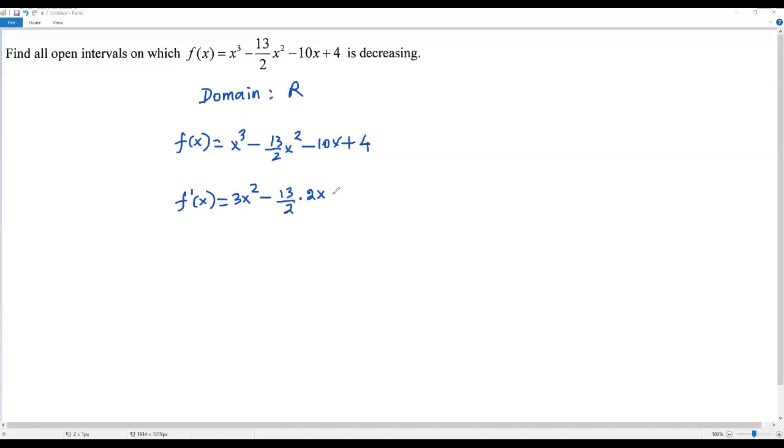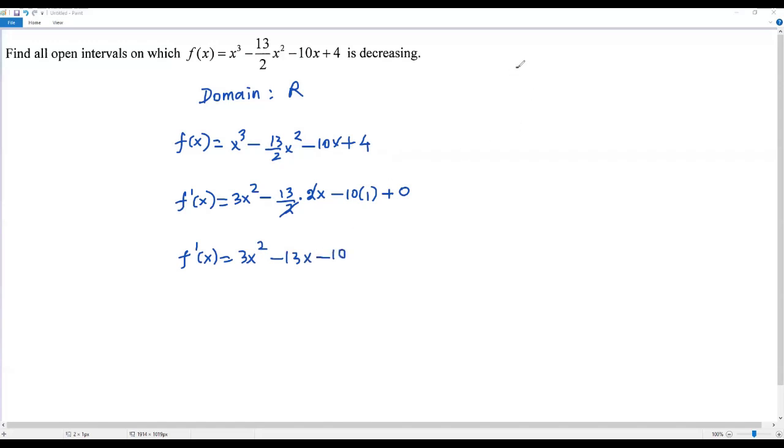Then I'm getting 2x. Then again, negative 10 is multiplied by the variable, so I have to keep this negative 10 as it is. When I find the derivative of x with respect to x, it becomes positive 1. The derivative of 4 is 0. This 2 and 2 will cancel out. I'm getting f prime of x equals 3x squared minus 13x minus 10.